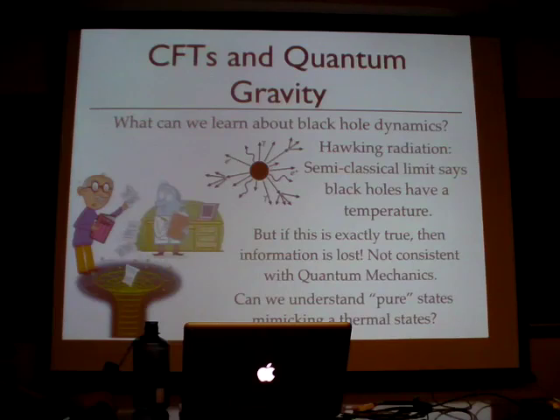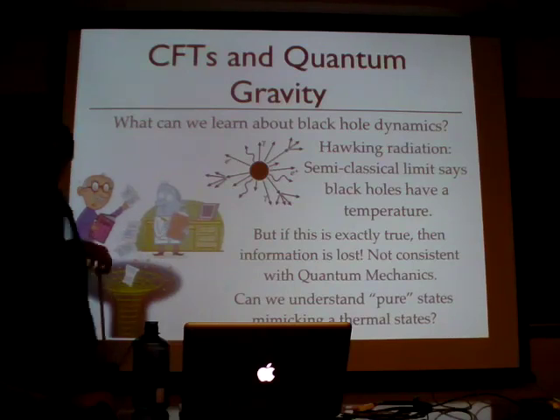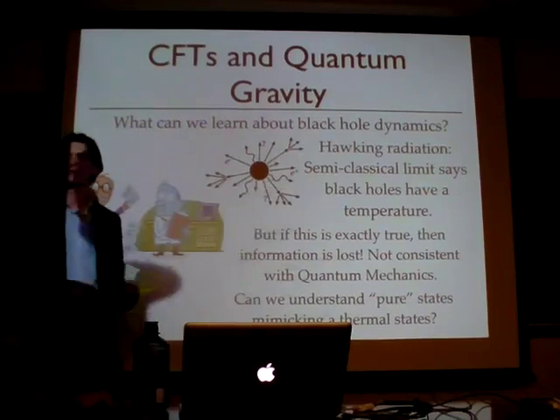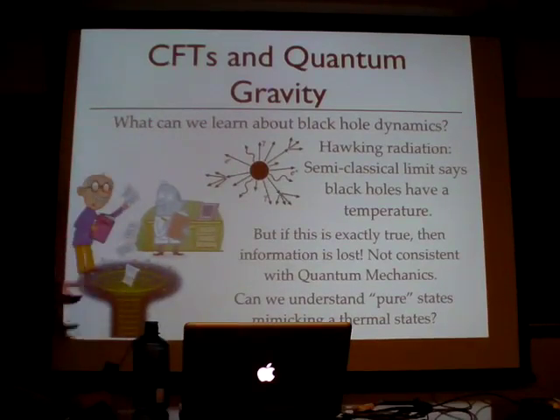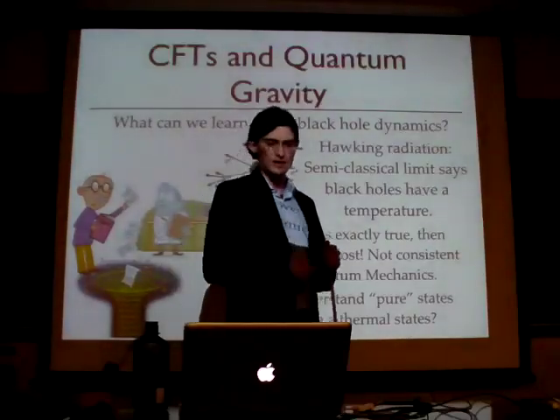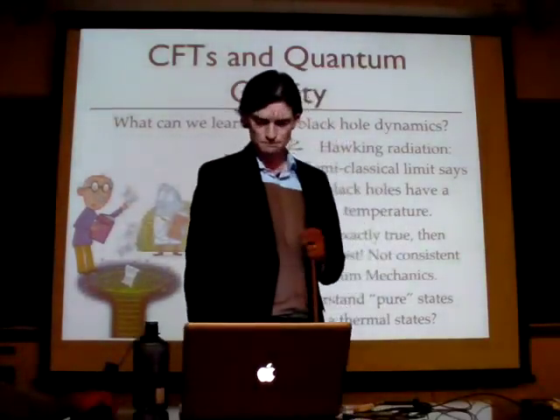This is not consistent with quantum mechanics, which says information is never lost. The wave function evolves in a unitary way. So one thing we'd like to understand is how something that looks semi-classically like a thermal background can actually be a pure state, and to understand this description better.